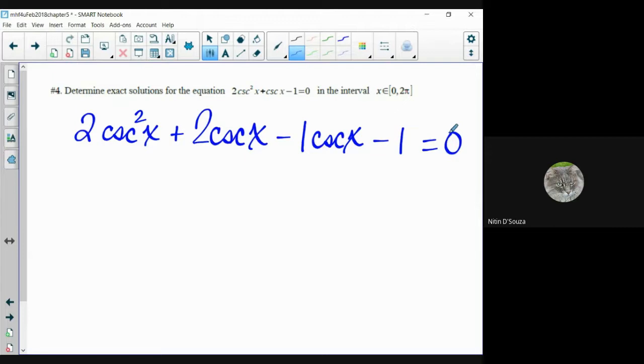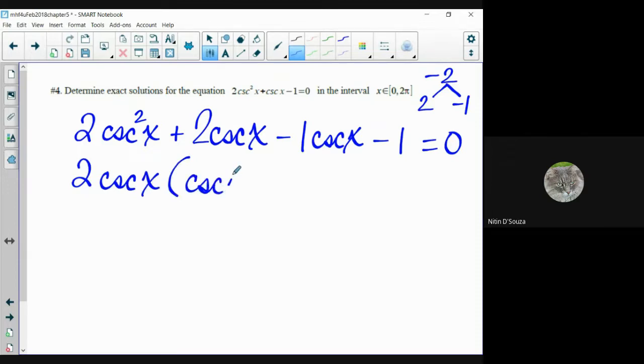Okay, so I decomposed the 1 into 2 and minus 1 because I'm looking for 2 numbers that multiply to give me minus 2 and add to give me positive 1. From here, I can take out 2 cosecant x multiplied by cosecant x plus 1, minus 1 times cosecant x plus 1 equals 0. So now I have a common bracket.